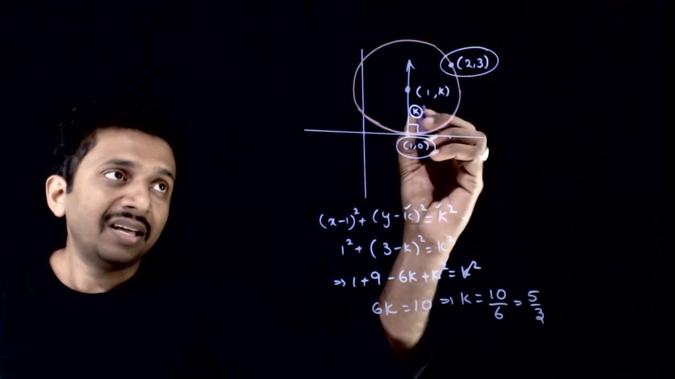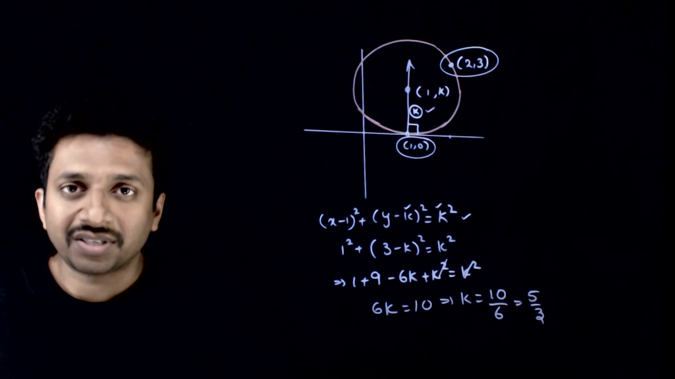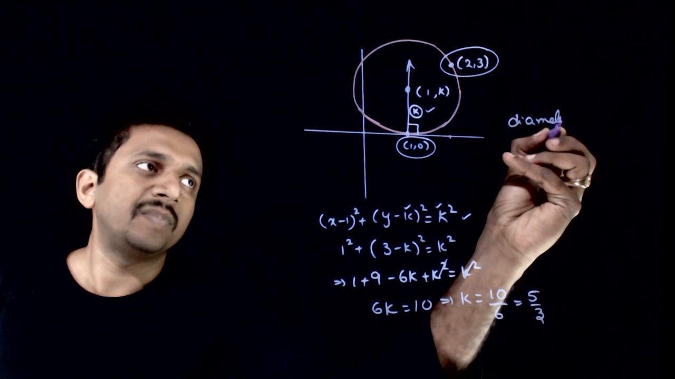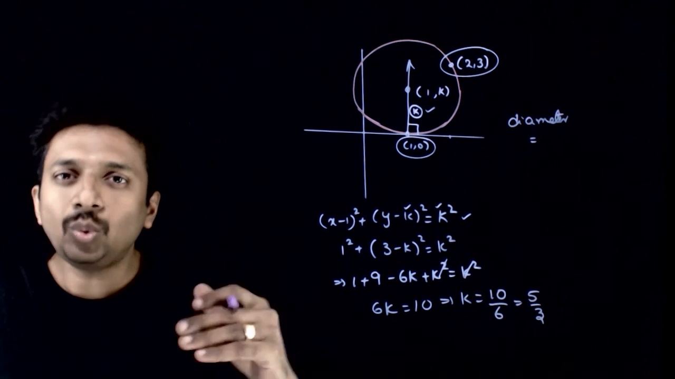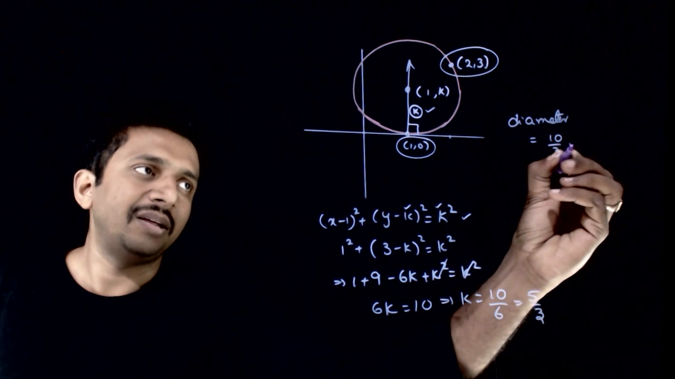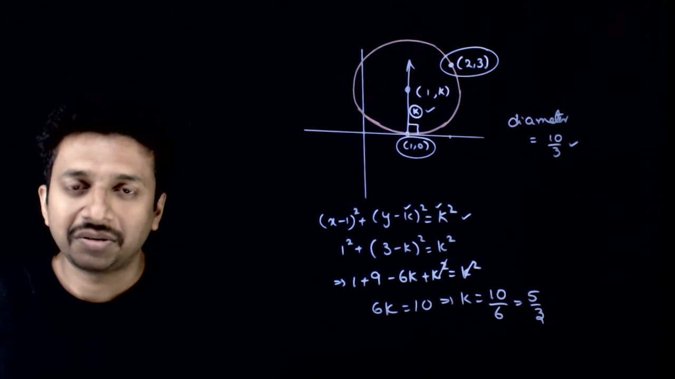As you have seen, k is nothing but the radius of the circle. And so what is the diameter of the circle? Diameter is nothing but 2 times k. So 2 times 5 by 3 is 10 by 3. That should be the answer to this question. Thank you.